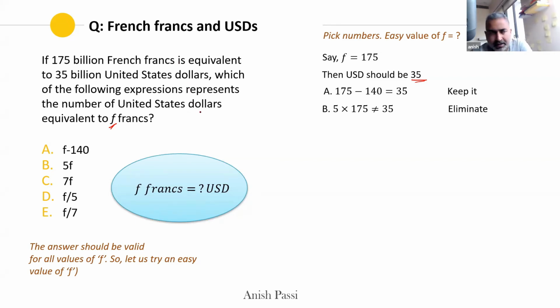B I can eliminate. C, 7F, that will be even higher. Definitely wrong. I won't even calculate what 7F is. Doesn't matter. D, F by 5, 170 by 5, 175 by 5. Yeah, that's 35.